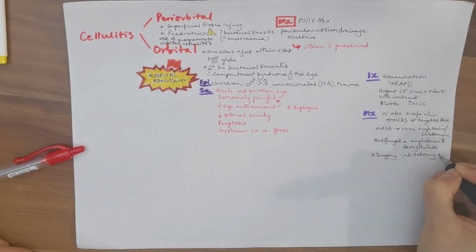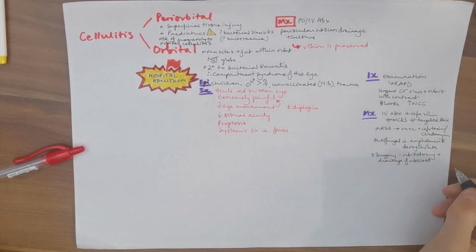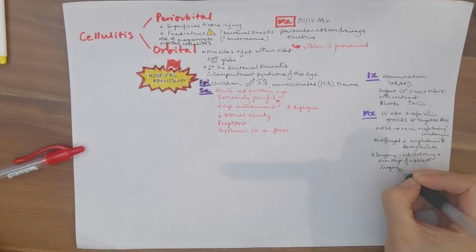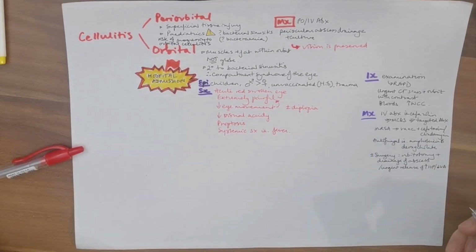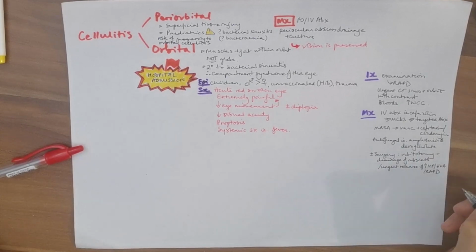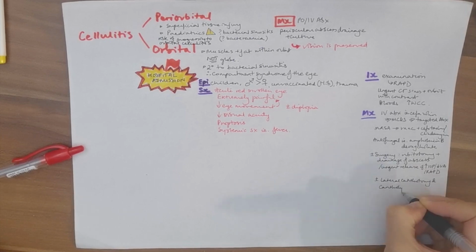You may or may not need surgery, in which case you will do an orbitotomy and drainage of the abscess. If you need to urgently release high intraocular pressure, or you're worried about decreased visual acuity, or if there's RAPD, then you may want to do a lateral canthotomy and cantholysis before you do the orbitotomy.